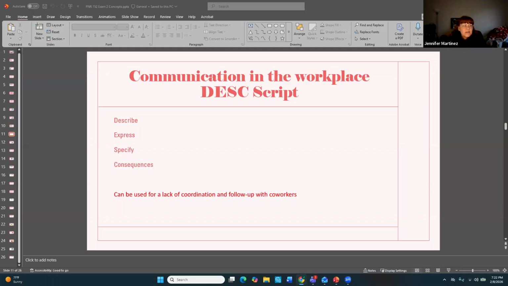Express is E, or E is for express. Convey your feelings and the impact of the behavior, again, using the I statements. And then specify is clearly state the change, request, or solution you want to happen. And then the consequences or conclude, those are the hopefully positive outcomes or the consequences of the change. And again, we want to look at that win-win situation, right? We want to avoid the win-lose. But it is another method for conflict resolution.